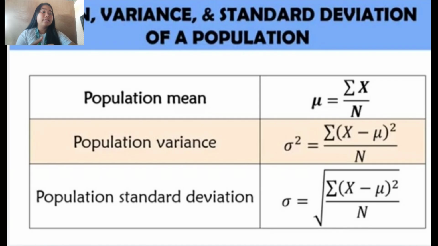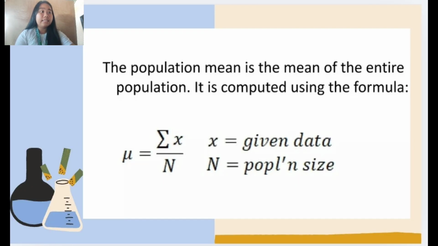Please remember this. The population mean is the mean of the entire population. It is computed using the formula mu equals the summation of x over big N, where x is the given data and big N is the population size.